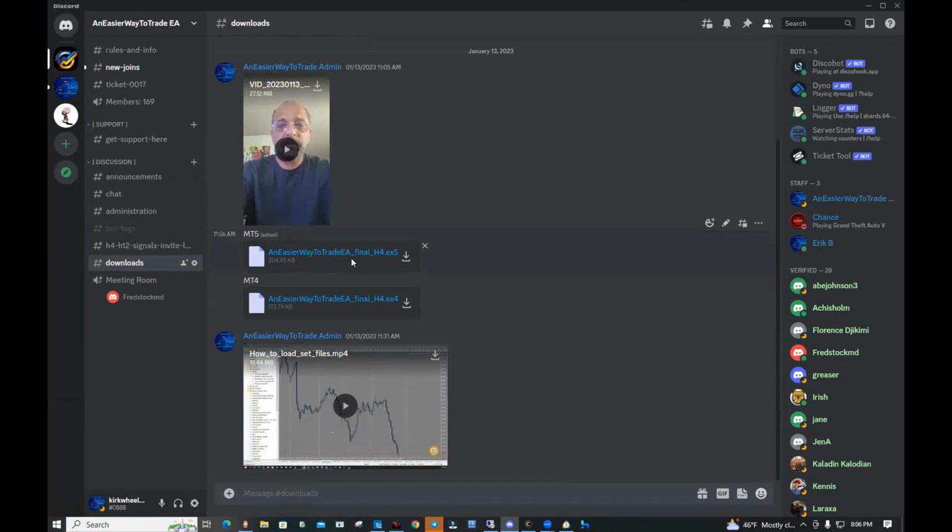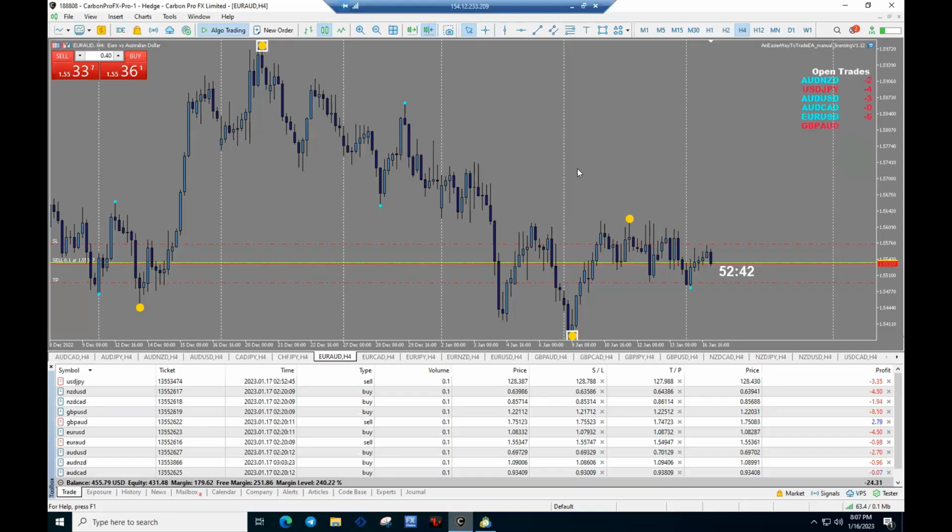Now, just like Abe asked a minute ago, these settings will only work with a subscription, because it's coded to your email address and to your MT4 or MT5 account. All right, so this is where you get this. Let's go back over to here now.